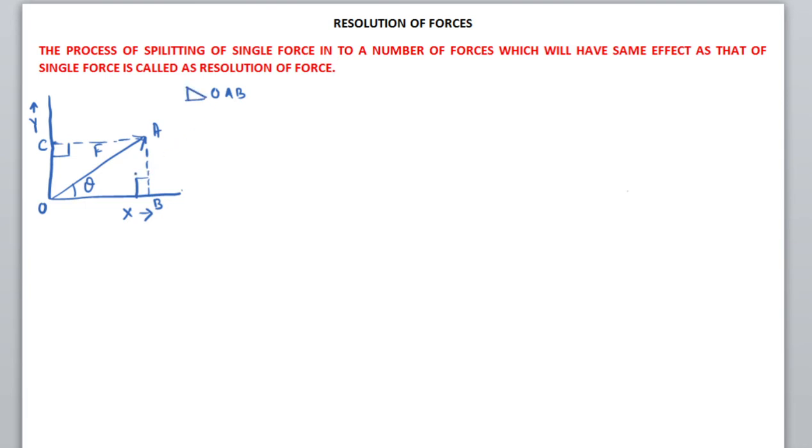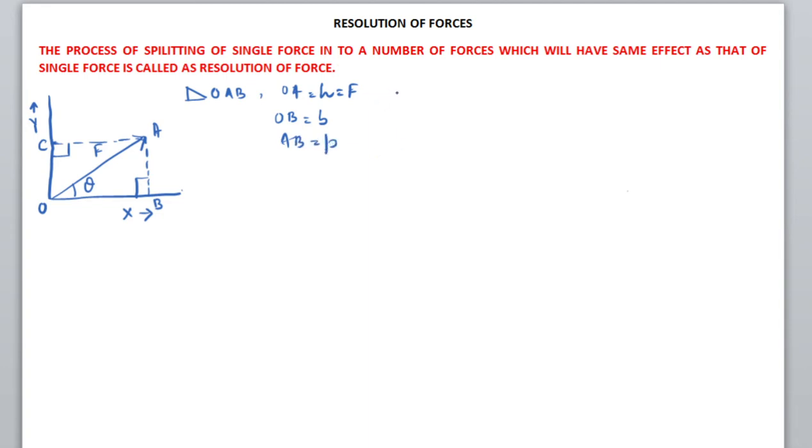Right angle triangle means one angle is 90 degrees. So one angle is 90 degrees, and this side, the F side, is called the hypotenuse. So OA, the hypotenuse, is equal to F. We are considering only the magnitude of the forces. OB is the base as it is adjacent to the angle, and AB is the perpendicular.